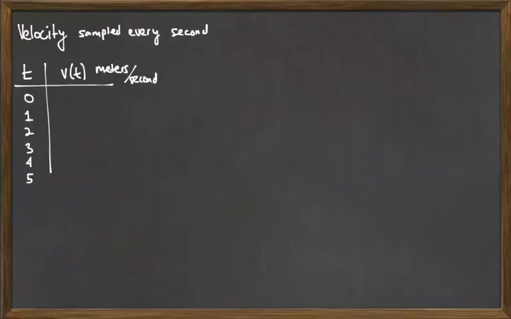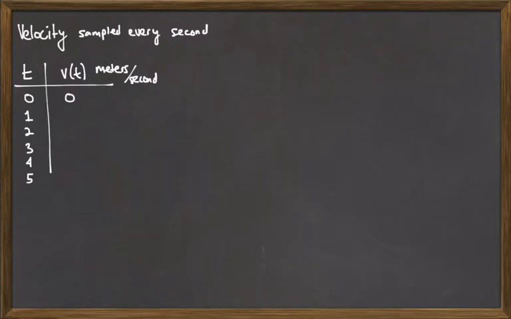Suppose I have an object moving along a straight line and I take a sample reading of its velocity each second. I'm going to make a little table of those readings. In the first column I'll put the time t, and I'll record for each of the first 5 seconds what its velocity v of t is in meters per second. Suppose at t equal to 0 I read the velocity of the object and I discover that it's at rest, that its velocity is 0 meters per second.